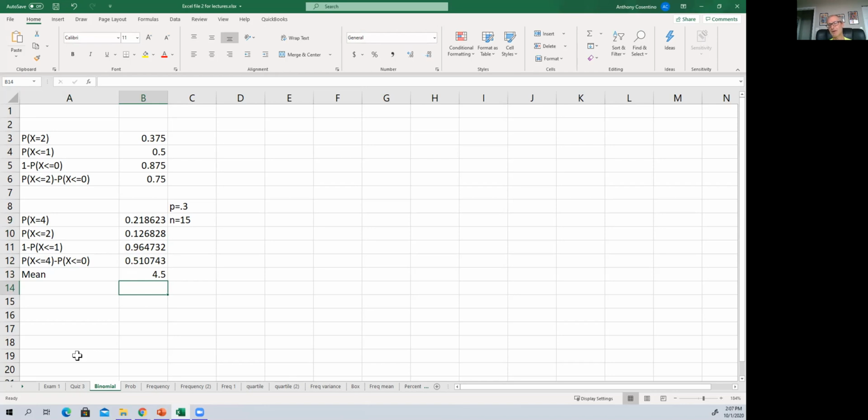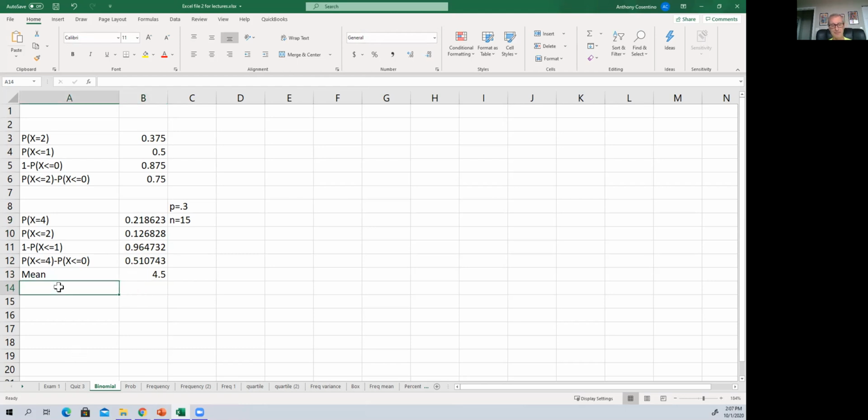If you think about how 30% is not quite 50, right? If the probability were 50%, then what's half of 15? It would be 7.5. Because the probability of success is less than 50%, you would think the mean should be less than the 7.5 middle number of 15, right?